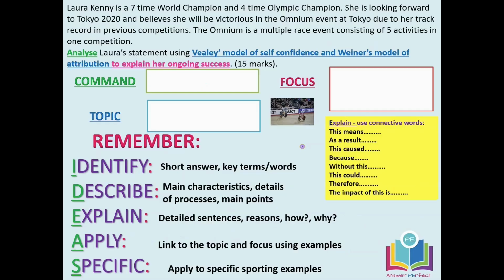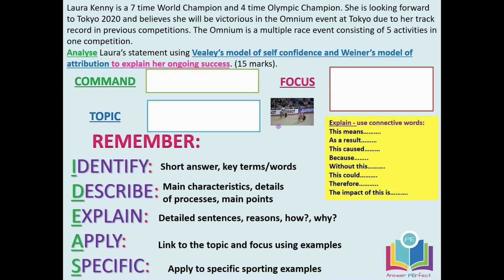Okay. So the question is, Laura Kenny is seven-time world champion and four-time Olympic champion. She's looking forward to Tokyo 2020 and believes she'll be victorious in the Omnium event at Tokyo due to her track record in previous competitions. The Omnium is a multi-race event consisting of five activities in one competition. Analyse Laura's statement using Vealey's model of self-confidence and Weiner's model of attribution to explain her ongoing success, and it's worth 15 marks. And if you're not sure who she is, or what the event is, it's cycling, indoor track cycling.